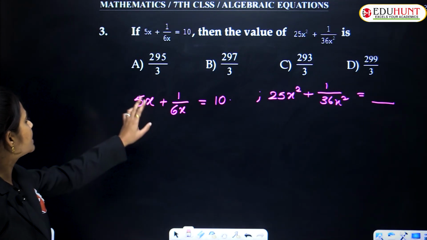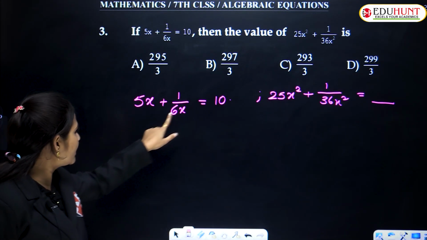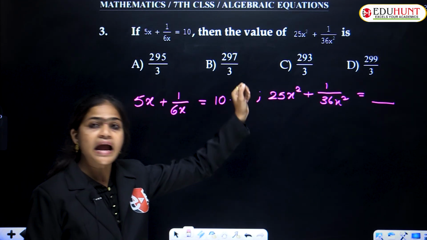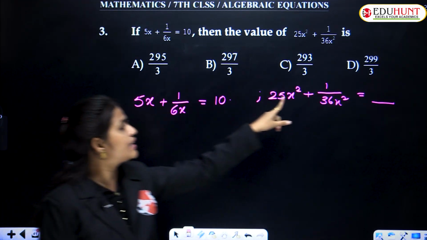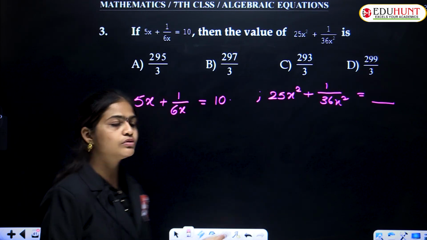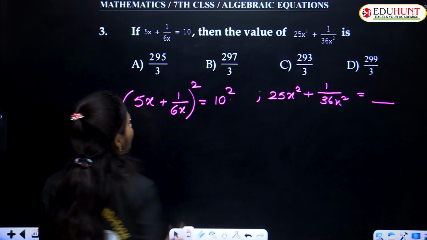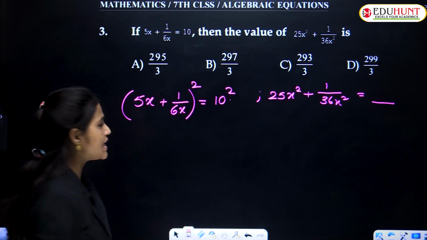Clear? So here children, see that the square of 5 is 25. The square of 6 is 36. And in the same way here x power 1 is there, here x power 2 is there. So x power 2 means square we have to do. So that's why again squaring on both sides. We have to go for that squaring on both sides.